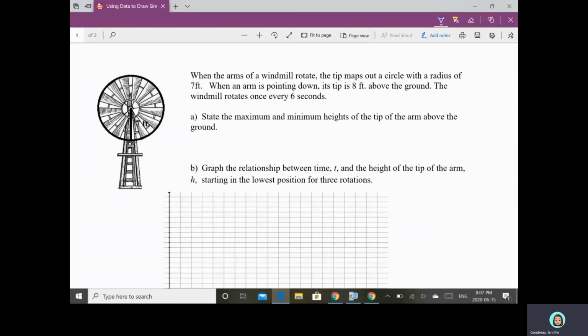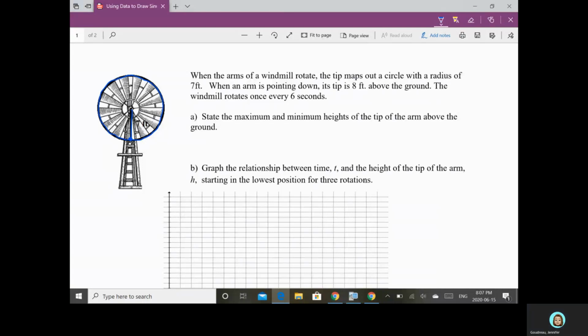When the arms of a windmill rotate, the tip maps out a circle with a radius of 7 feet. When an arm is pointing down, its tip is 8 feet above the ground. The windmill rotates once every 6 seconds. So if we look at this arm right here of the windmill, here is the tip of the arm. And if we follow the tip of it as it rotates around, it creates a circle.